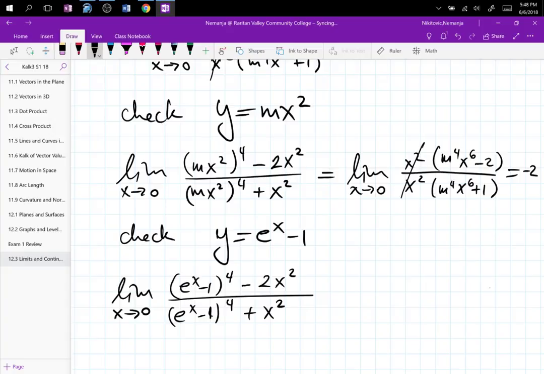Oh, I can't factor anymore. But I can plug values in, right? What happens when you plug in x equals 0 now? I get 0 in denominator. Good. No, it's e to the 0 is 1. 1 minus 1 is 0, right? So we can do that.